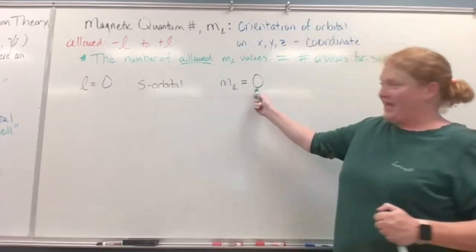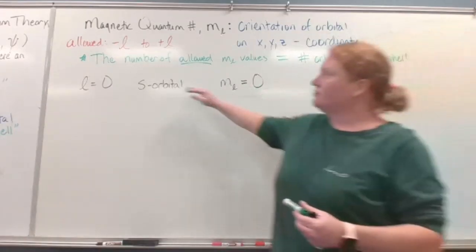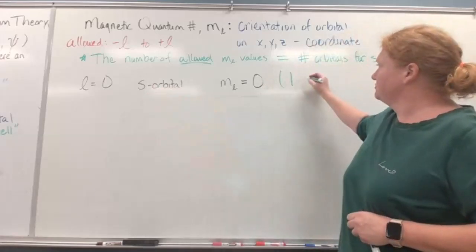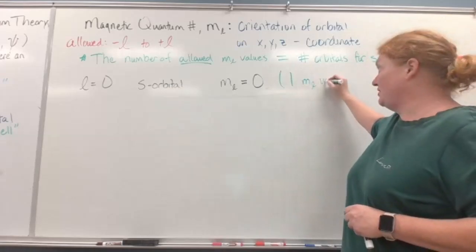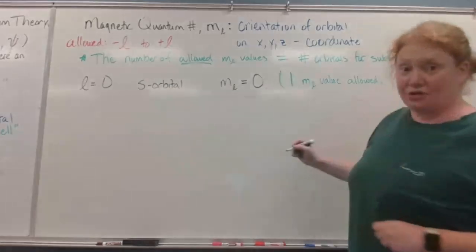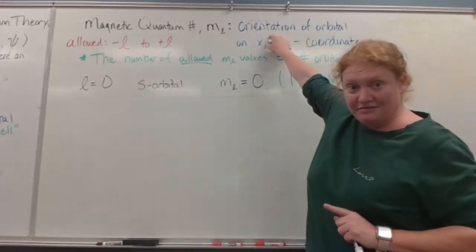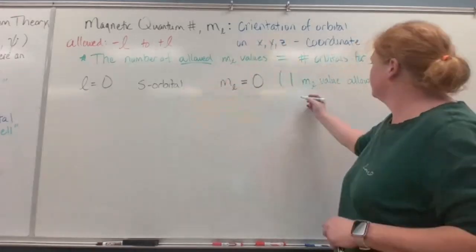How many answers do we have? How many possible m sub L values do we have for an s orbital? There's only one m sub L value allowed. So there is only one orientation of an s orbital ever.